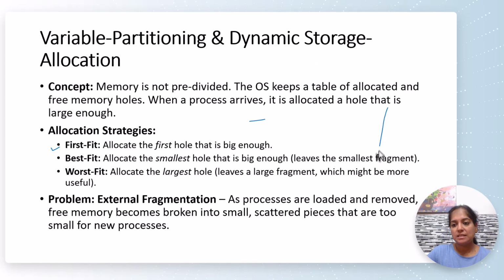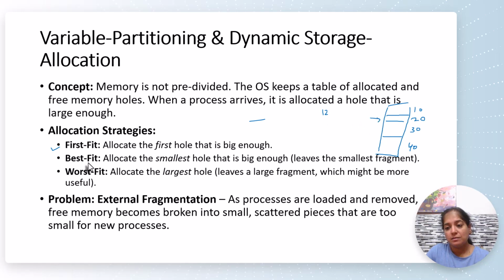Look, for example, if this is our memory, let's say these are the variable partitions, so these partitions are small, these are large. For the first fit, let's say this partition is of size 10, this partition is of size 20, this partition is of size 30, and this partition is of size 40, for example. So first fit allocates to the first hole that is big enough. Let's say my process size is 12, so it will be allocated to this partition.